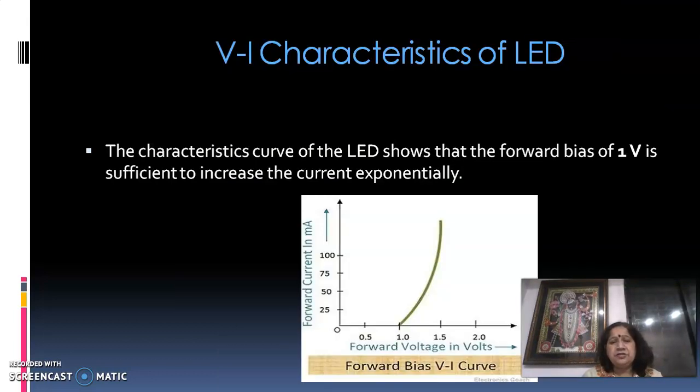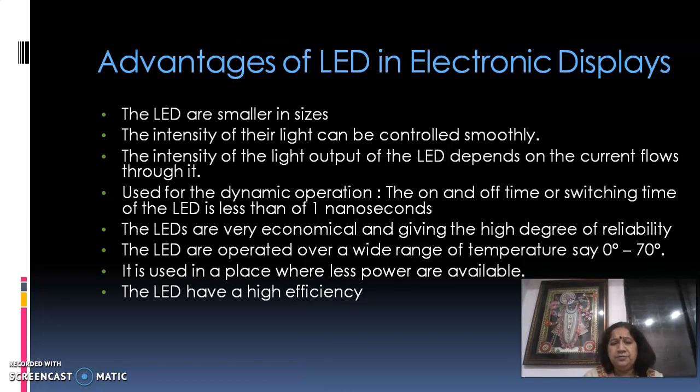Let us see the characteristics of it. This is the characteristic curve for the LED, which shows that a forward bias of just around 1 volt is sufficient to increase the current exponentially in the case of an LED. So very little voltage is needed for the current to flow through the LED.